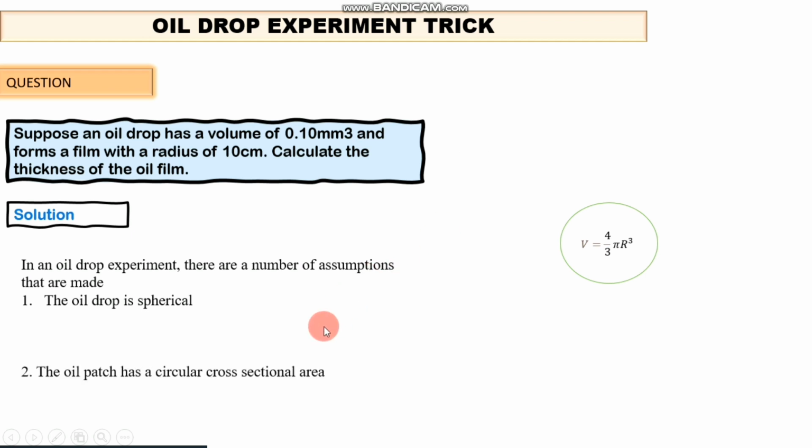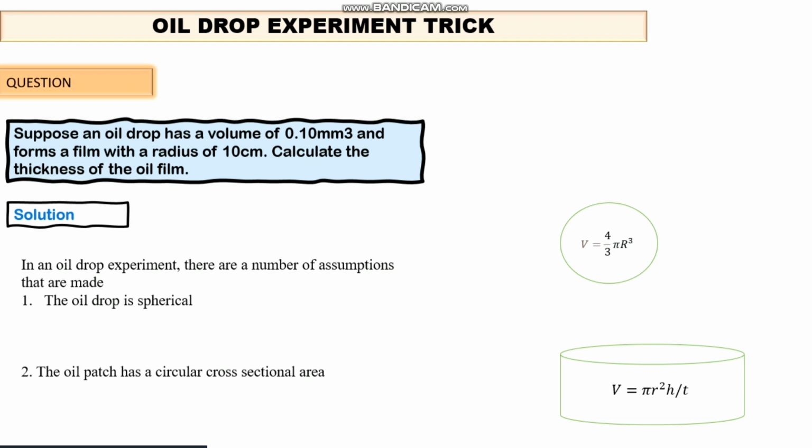The second assumption is that the oil patch has a circular cross-sectional area. When the oil drops on the surface of water, it spreads and forms a layer with a circular cross-sectional area, and that area is given by pi r squared. But the layer itself is not a circle. It is in the form of a cylinder, and remember, a cylinder has a thickness or a height, and in fact that is the one we are asked to calculate.